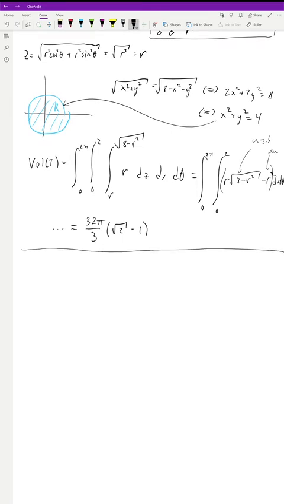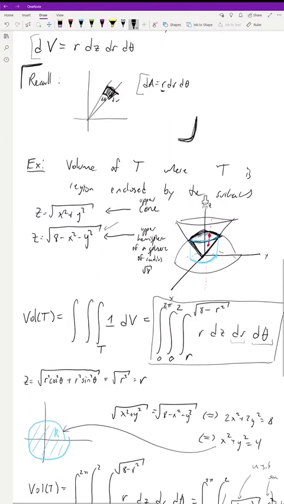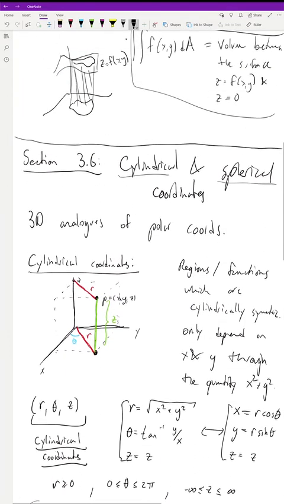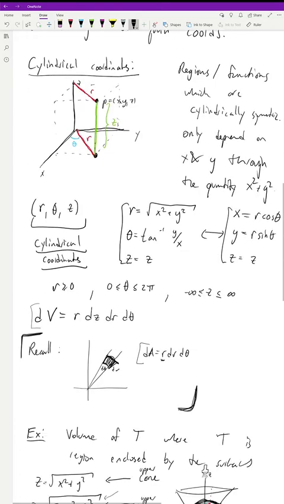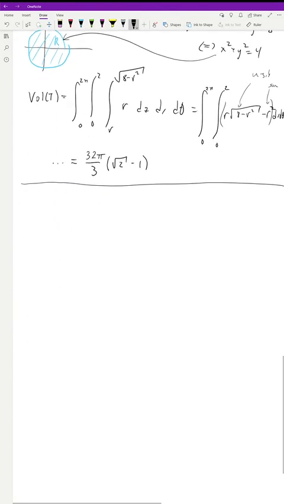What we're going to do now is we're going to introduce a new set of coordinates. So let's go back. So this is the section on cylindrical and spherical coordinates. So we've kind of treated cylindrical coordinates. Now what we're going to do is we're going to introduce spherical coordinates. So cylindrical coordinates weren't so different from polar coordinates, but spherical coordinates we're going to introduce a little bit of complexity here. So how do spherical coordinates work?